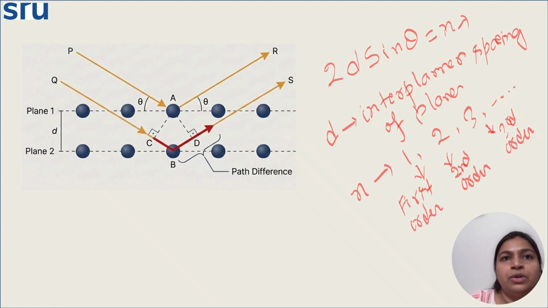So there are various methods to solve the crystal structure, such as the Debye-Scherrer method, powder crystal methods, and others.